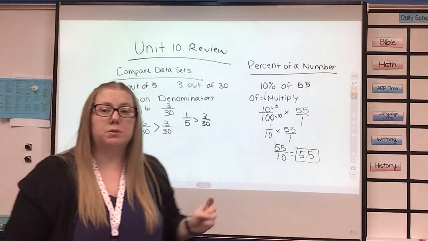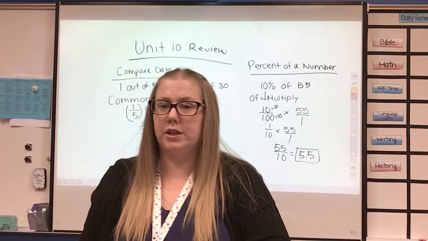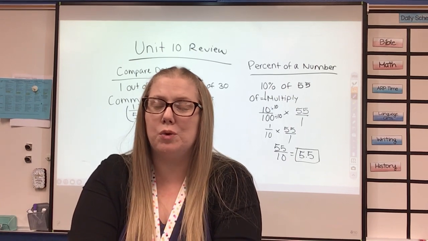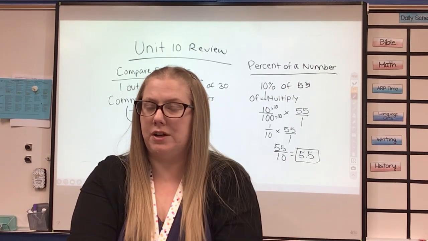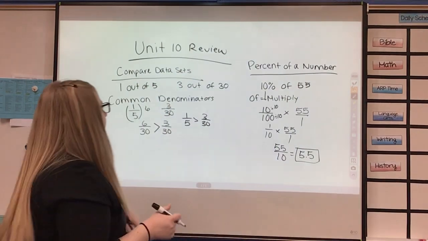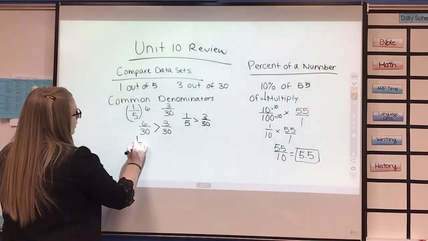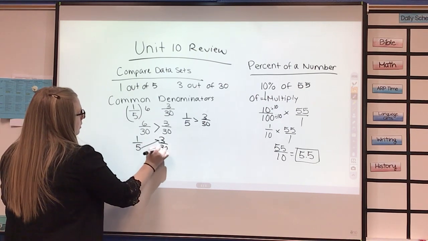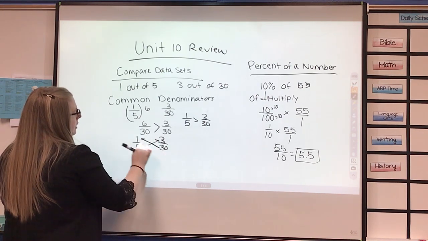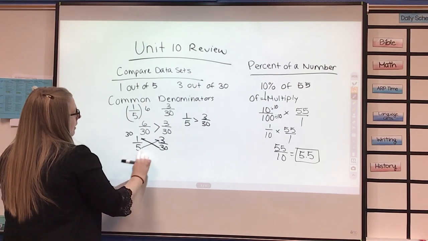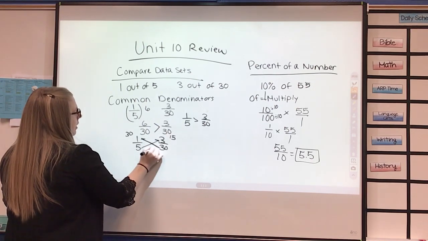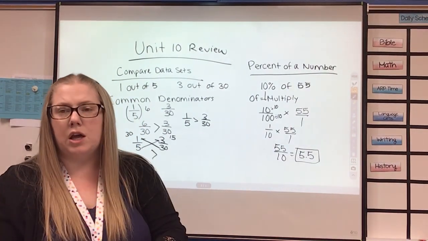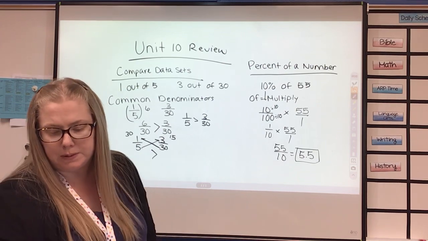Okay, that's one way. Okay, and I suggest common denominators are going to come up next year in 6th grade, so you may want to make sure that you understand how to do what I just did on the board. Now the other way is 1/5, 3/30, and I'm going to go and 30 times 1 is 30, 5 times 3 is 15, so again, 1/5 is bigger than 3/30.